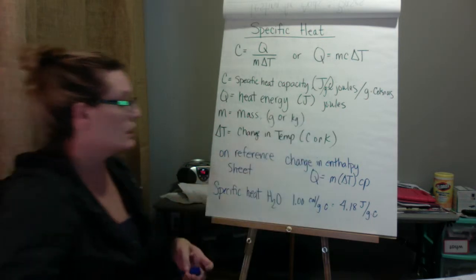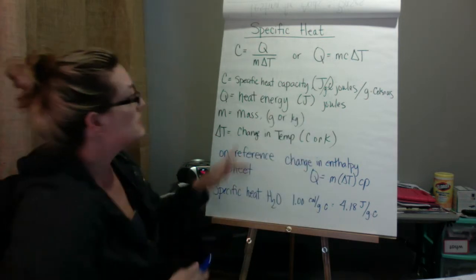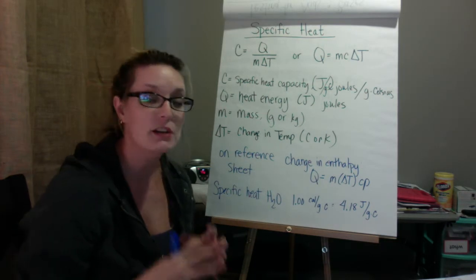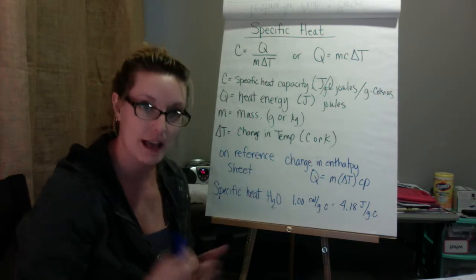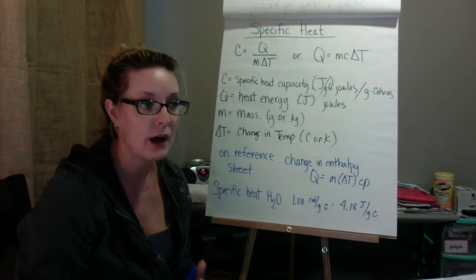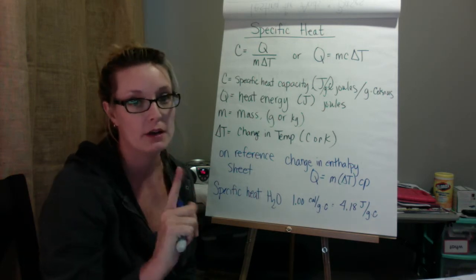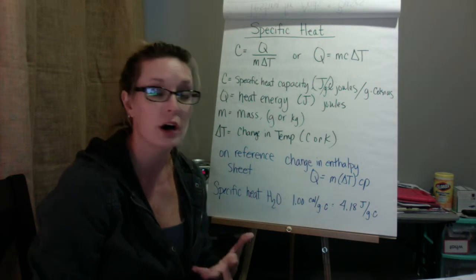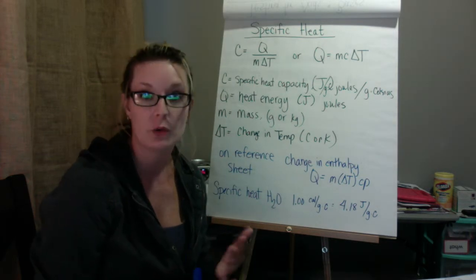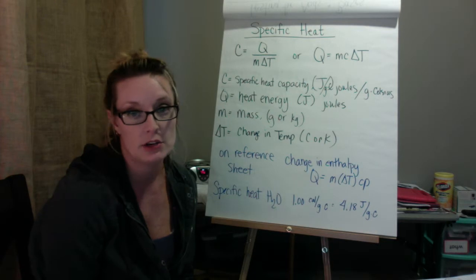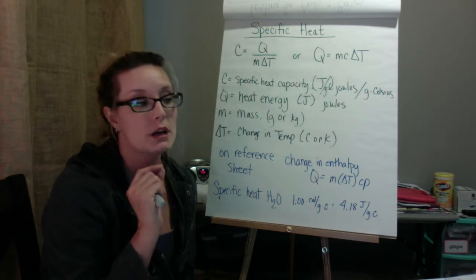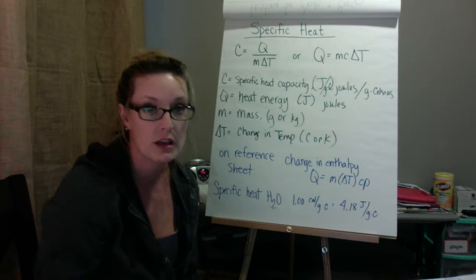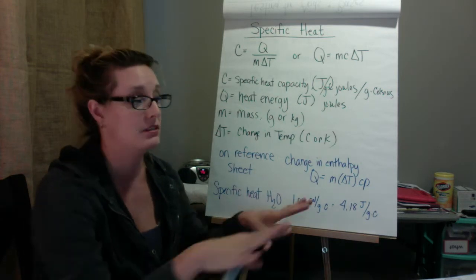Okay? So let's talk about specific heat. I gave you this in your notes. Specific heat is how much heat energy it takes for you to heat up 1 gram of a substance, any substance. Metals, water, alcohols, liquids, gases. How much heat energy does it take for you to heat up 1 gram of that substance by 1 degree Kelvin? That would be like saying, I've got a bathtub full of water.